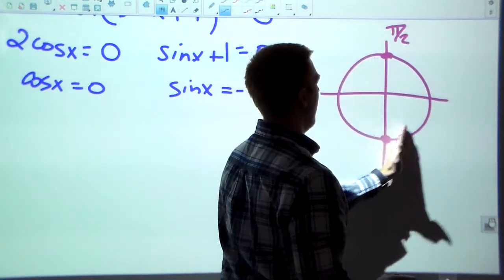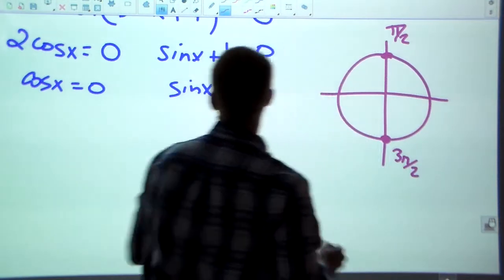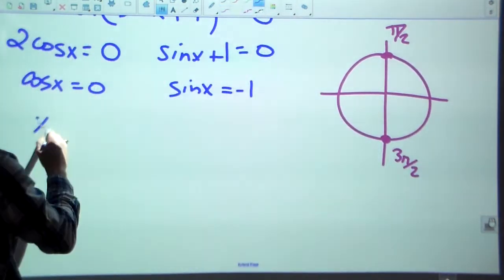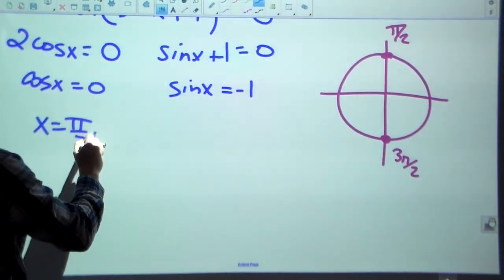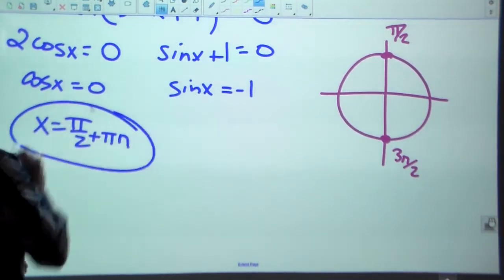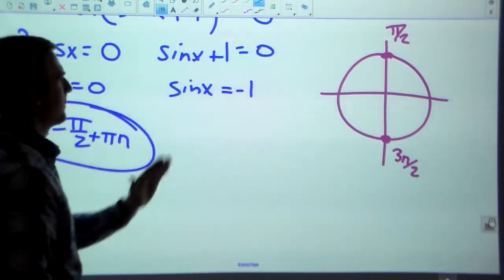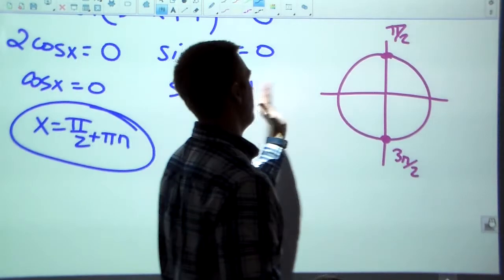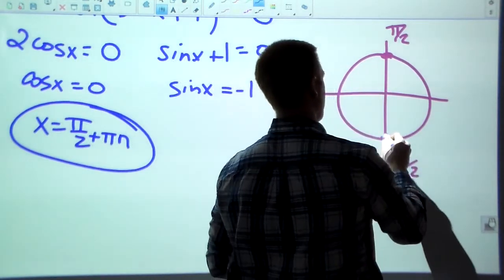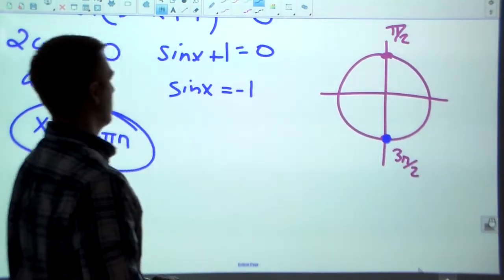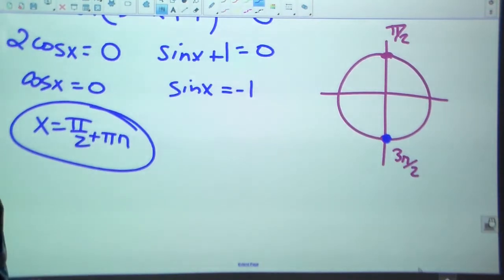And they're exactly a half a circle apart. So the way I would answer that would be pi over 2 plus pi in radians. Now where is sine going to be negative 1? Well, that happens when the y value is negative 1, so down here at 3 pi over 2. But we've already got that.